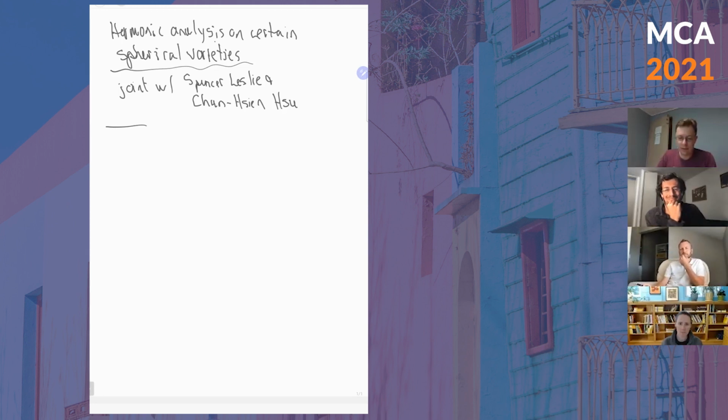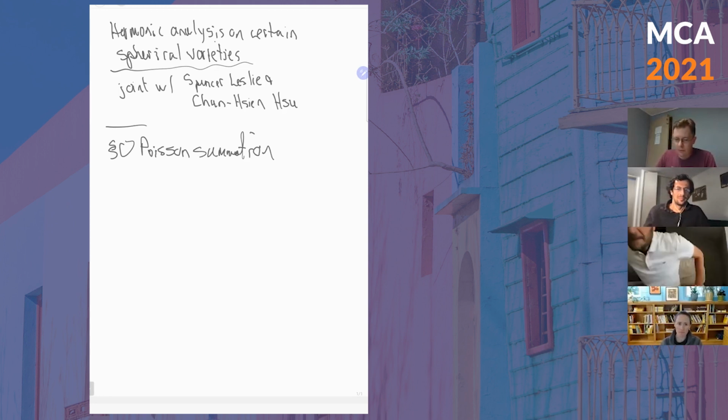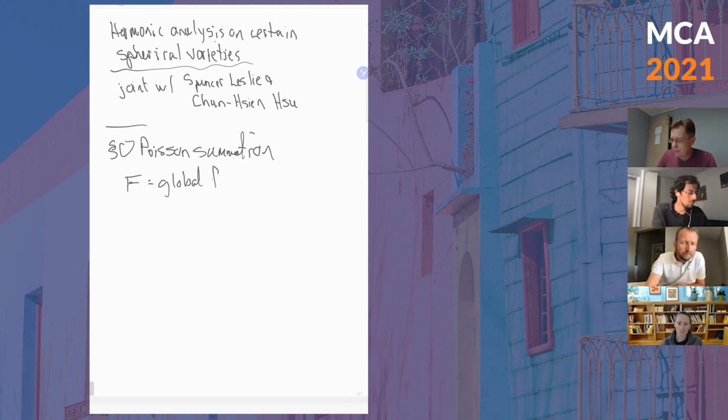So I want to start with a little bit of motivation, necessarily a little brief. Let's start with a global field F. You're not going to lose a whole lot by just taking it to be a number field or even Q. G a reductive group over F, and X a G-spherical variety.